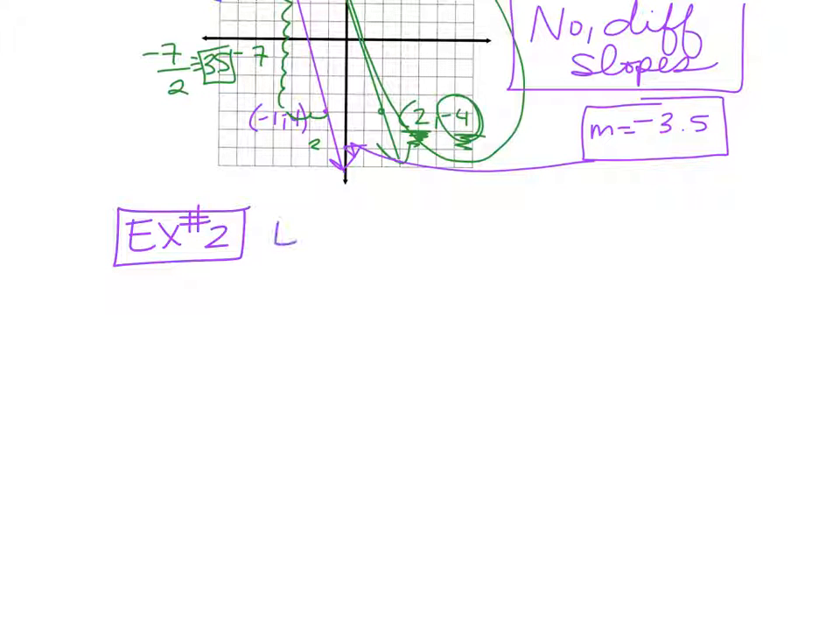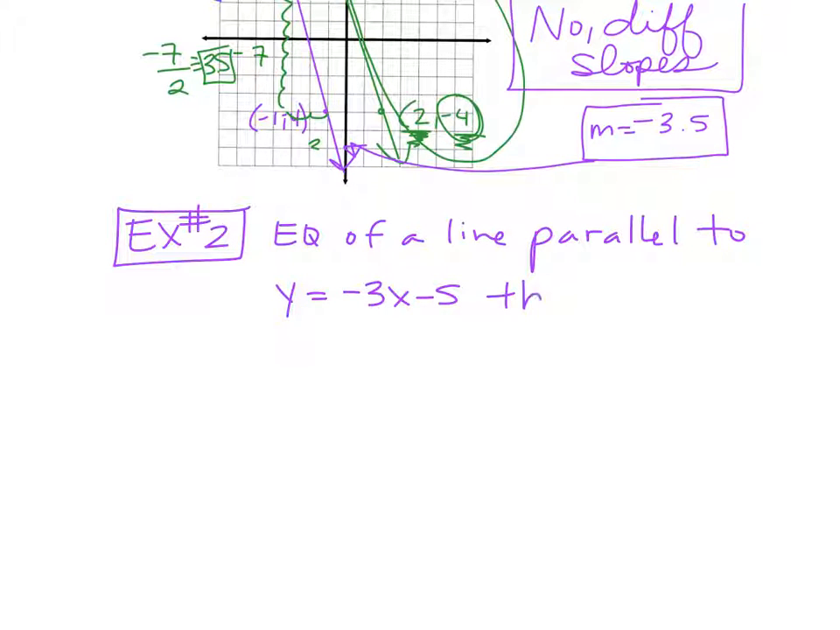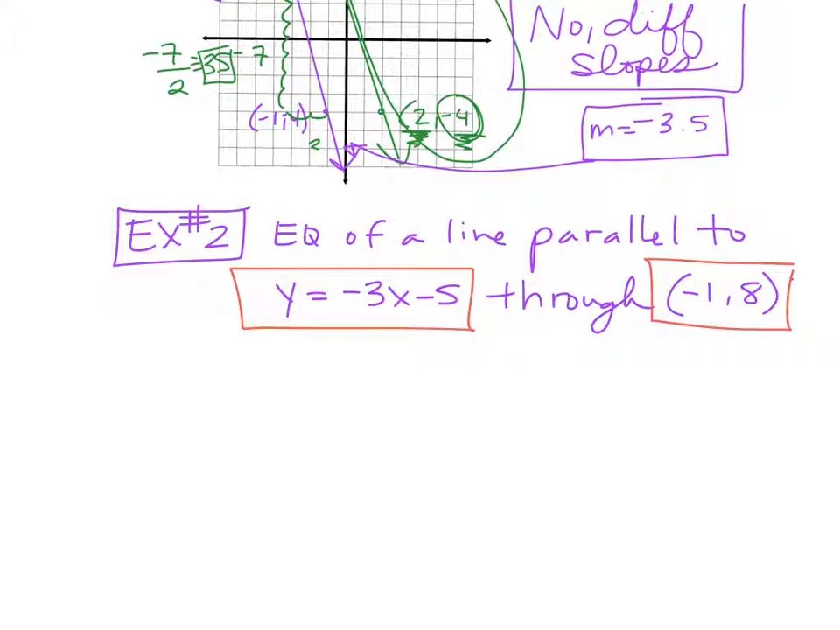They're going to ask for the equation of a line parallel to y equals negative 3x minus 5 that goes through the point negative 1, 8. Okay. Can you give me the equation of a line parallel to this line that goes through this point?